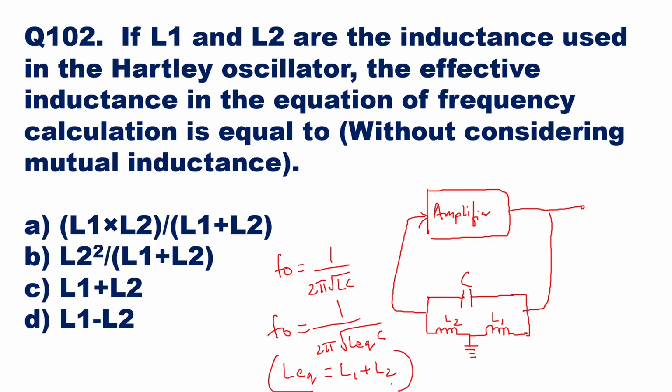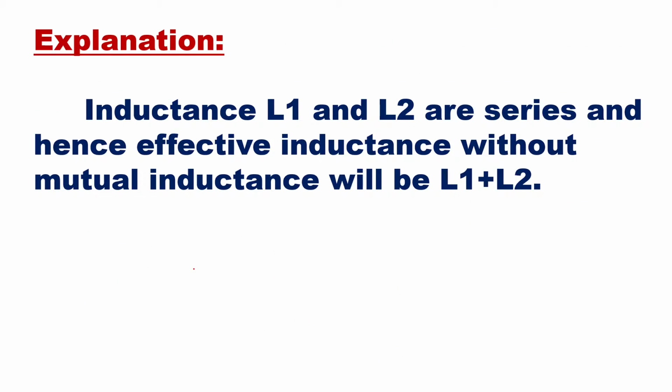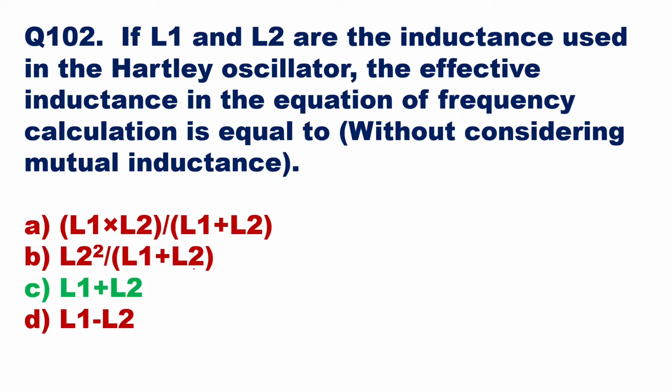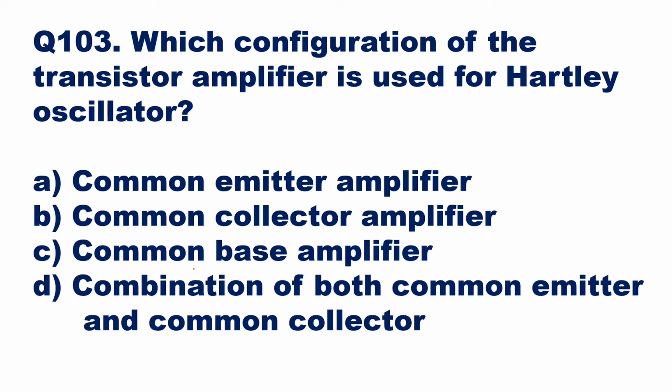Now this is what is asked in this question. If L1 and L2 are the inductance used in the Hartley oscillator, the effective inductance in the equation of frequency calculation is equal to what? The effective inductance is equal to L1 plus L2. It is a series combination. So option C will be the right answer here, L1 plus L2. Here you can see the explanation: inductance L1 and L2 are in series, and hence effective inductance without mutual inductance will be L1 plus L2. So option C is the right answer. Then we'll go to question number 103.